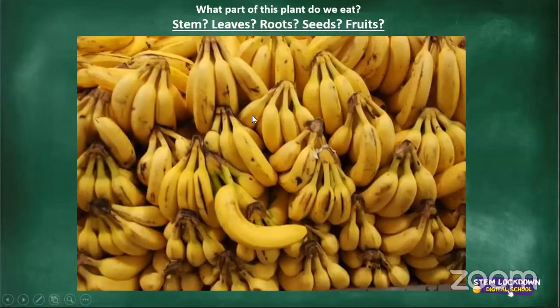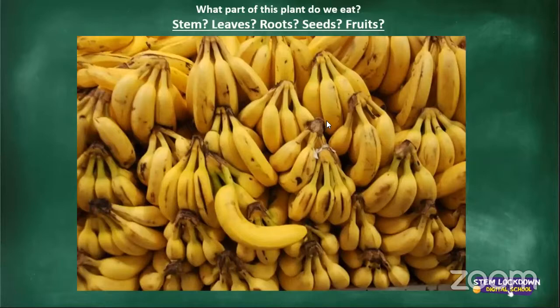All right, and of course here we've got some bananas. Which part of the banana do we eat? All right, Zemili says fruit, Ndovu fruit, Mr. OG fruit, Sklebile fruit. Awesome, awesome, awesome. We are definitely eating the fruit of these.